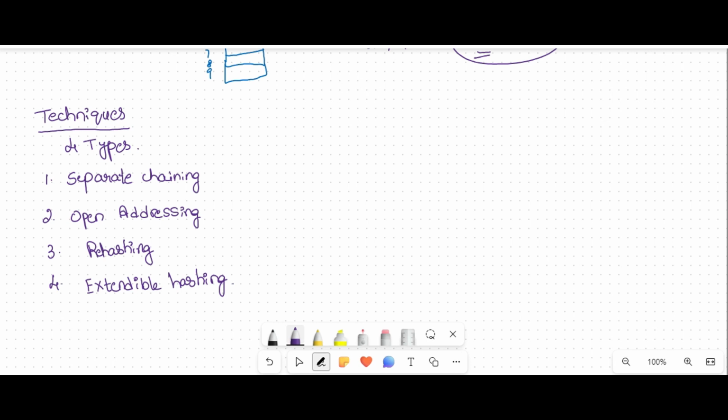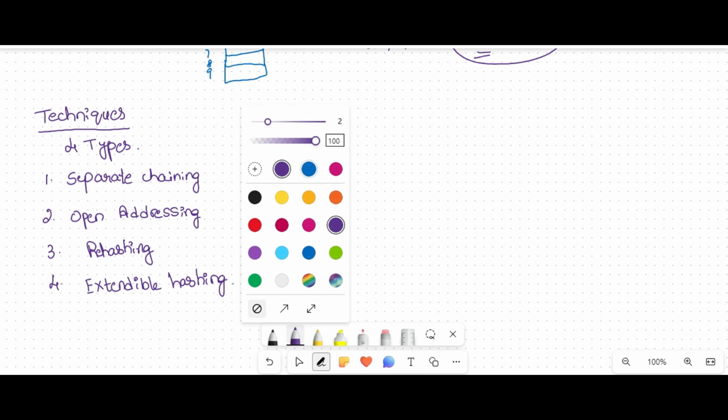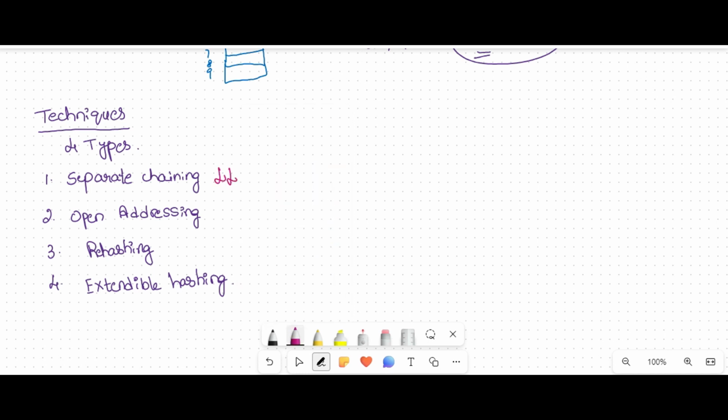So now, what are these techniques? Separate chaining. In separate chaining, the data structure used is linked list. So the elements are stored in the form of chain. That's why it is called separate chaining. The hash function used is h of key equal to key modulus hash table size. Okay. Now, second one is open addressing.